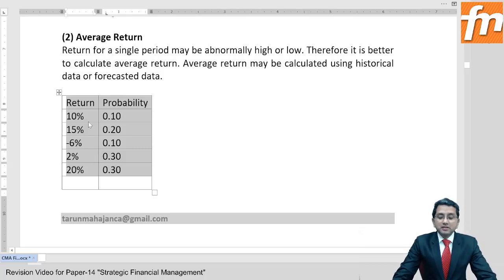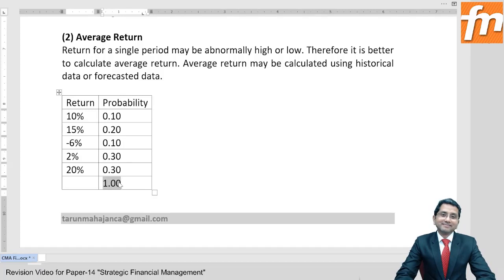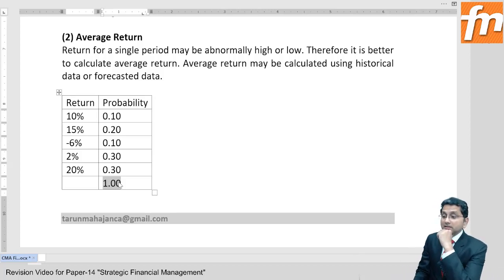So suppose I use the same data. In future, in first year, either I will earn 10% or 15% or 20% or 2% or -6%, with respective probabilities of 0.1, 0.2, 0.1, 0.3, and 0.3. If you make a sum total of all probabilities, it will be definitely 1. Right? Now, this is not an individual series as per statistics. It is a discrete series, where you have the value and the frequency. This probability is nothing but frequency.